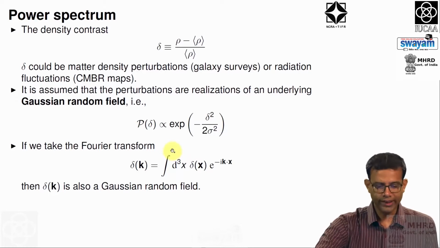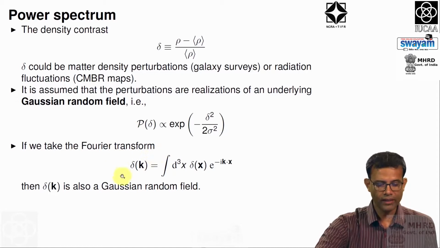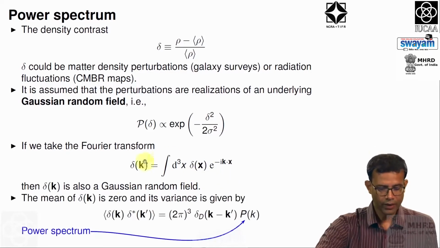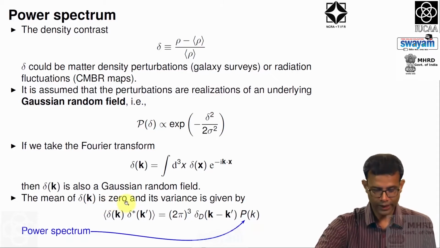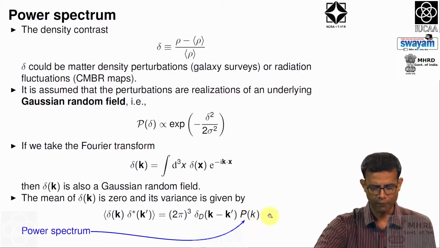We also saw in the last lecture that it is often convenient to work in the Fourier domain. So, if we take the Fourier transform, then it is straightforward to show that the Fourier transform is also a Gaussian random field, if you start with a Gaussian random field in the position space. The mean of this delta, which is a function of k, is 0 obviously, and its variance is essentially given by an expression of this form, where P(k) is the power spectrum. In this case, we are interested in matter fluctuations, so we will be talking about the matter power spectrum.